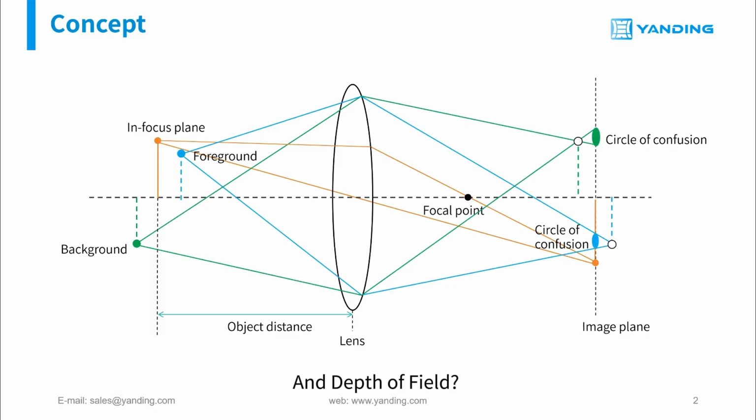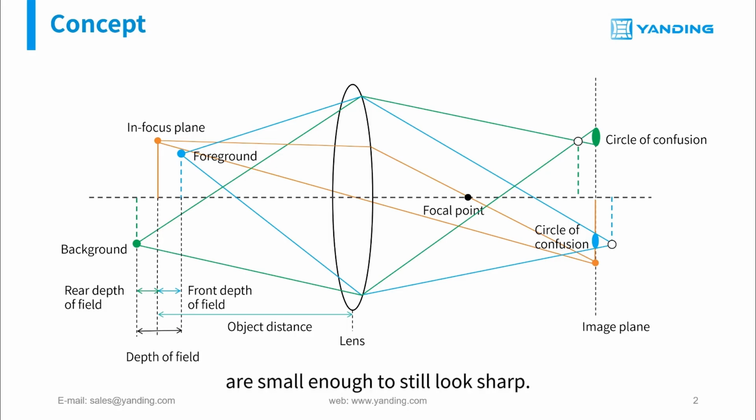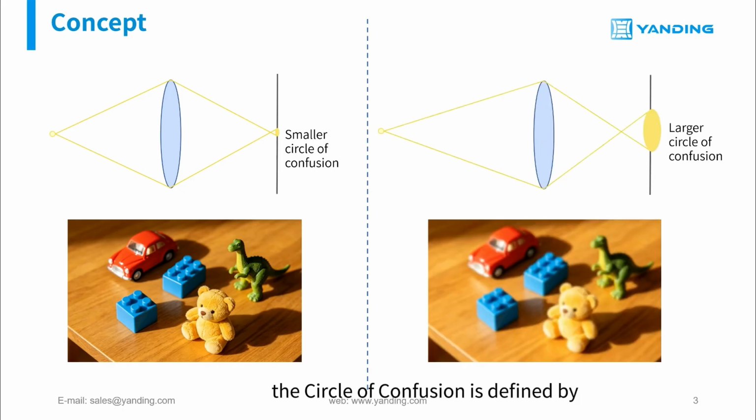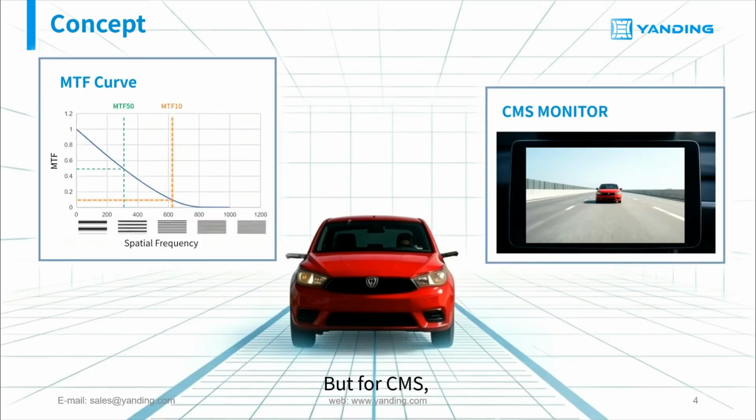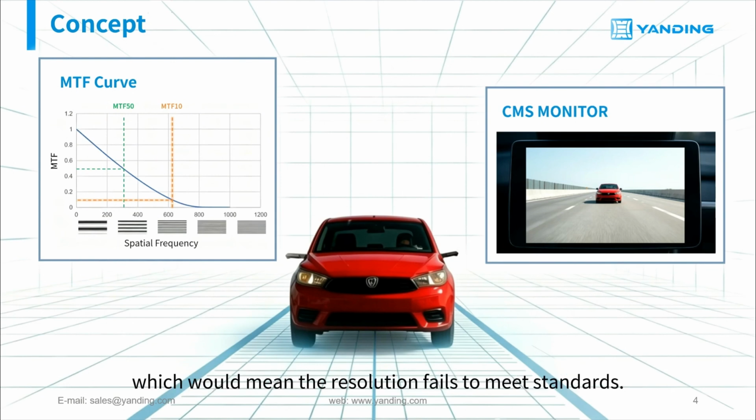And depth of field? It's the range where these blurry spots from out-of-focus points are small enough to still look sharp. In photography, the circle of confusion is defined by what the human eye can distinguish. But for CMS, we use MTF10 to measure if the circle of confusion is too large, which would mean the resolution fails to meet standards.